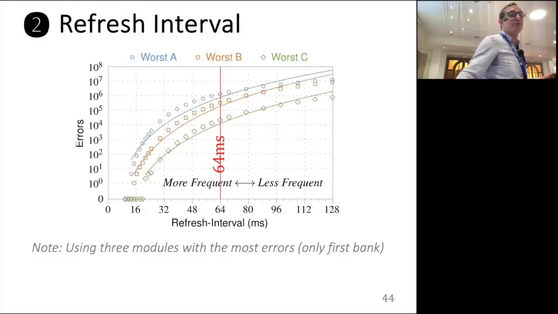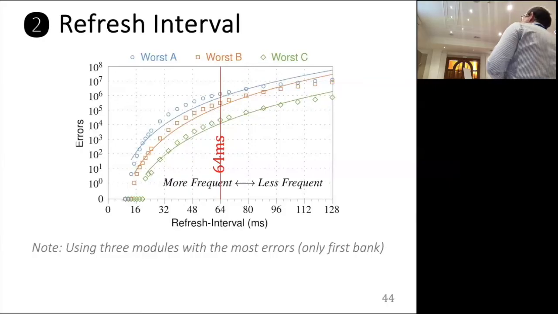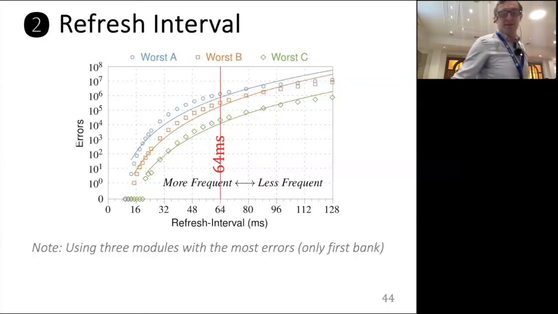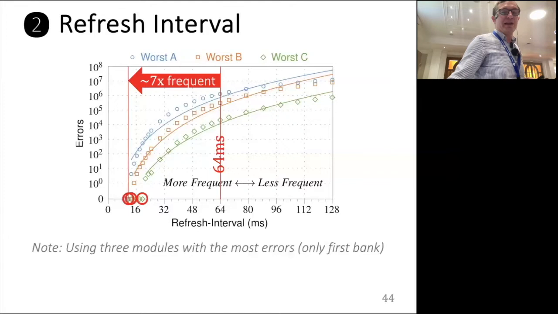And this is what the curve looks like from the worst chips from 3 major manufacturers. This is measured data, of course. And if you want to get rid of every single bit flip, we basically showed that you need to increase your refresh rate by 7x. Who wants that? My cell phone should not die faster, right? Yeah, so no one wants that, clearly.